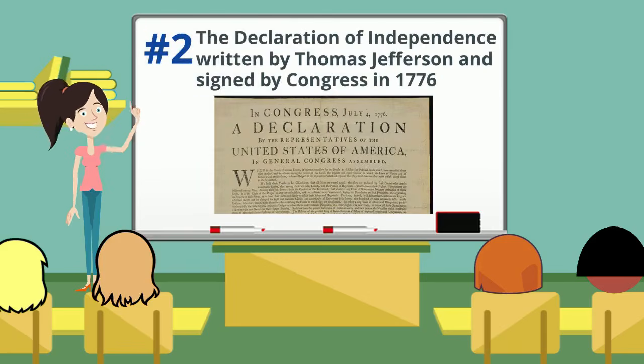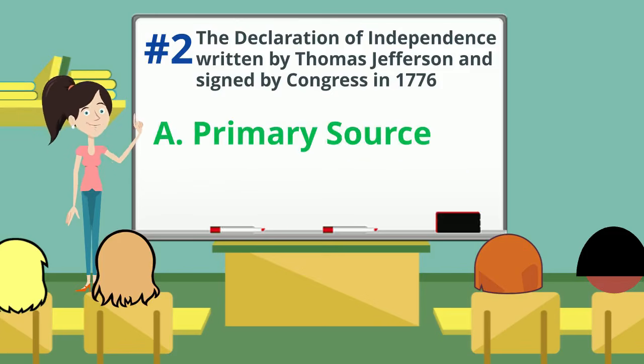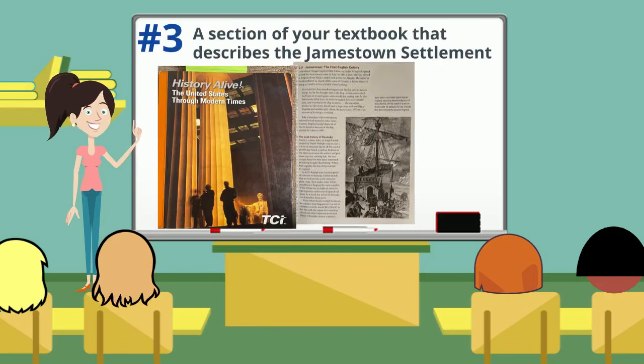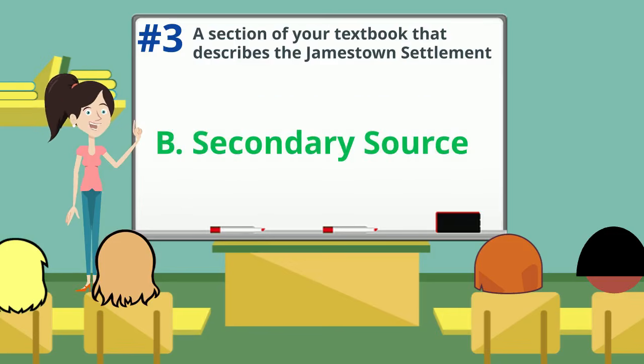Number 2. The Declaration of Independence written by Thomas Jefferson and signed by Congress in 1776. Is it A, a primary source, or B, a secondary source? The correct answer is A, a primary source. Number 3. A section of your textbook that describes the Jamestown settlement. Is it A, a primary source, or B, a secondary source? The correct answer is B, a secondary source.